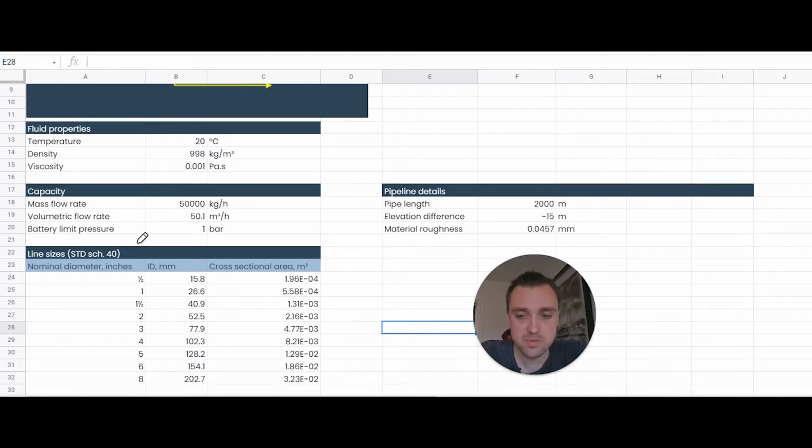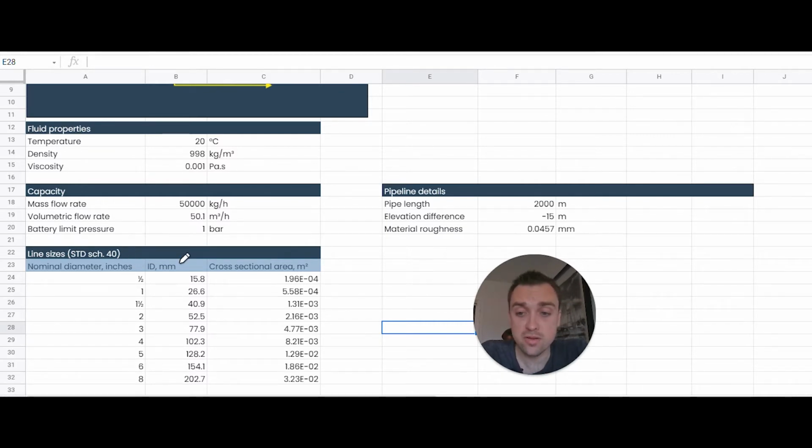The standard schedule number for a pipeline is a schedule 40. If I went to schedule 80 piping, it would have a different wall thickness and a different internal diameter. It's the internal diameter we're after here. That's why that's important, because that will determine the velocity.